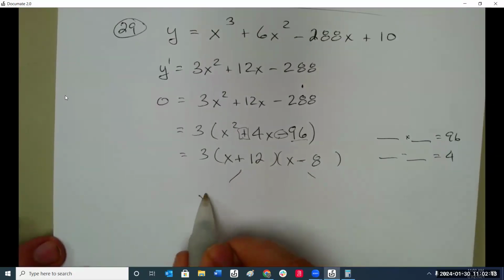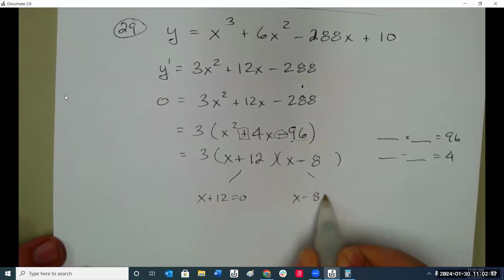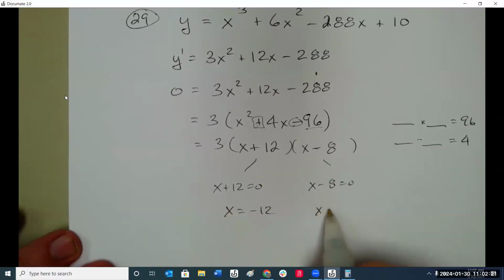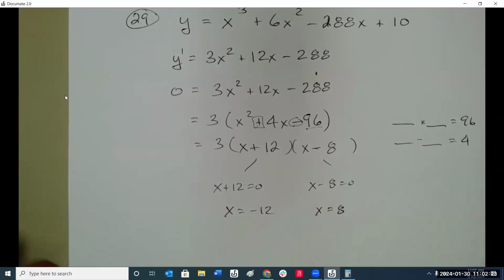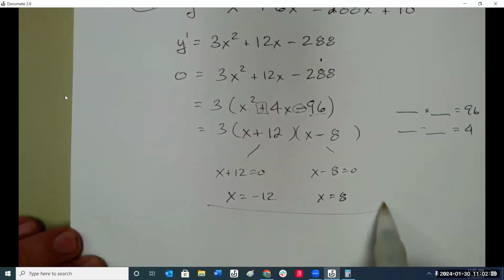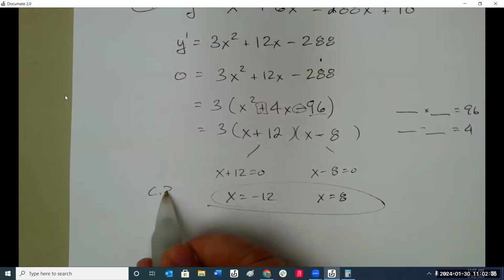Set them both equal to 0. So x equals negative 12. X equals 8. And those are our critical points. We're just looking for the critical points.